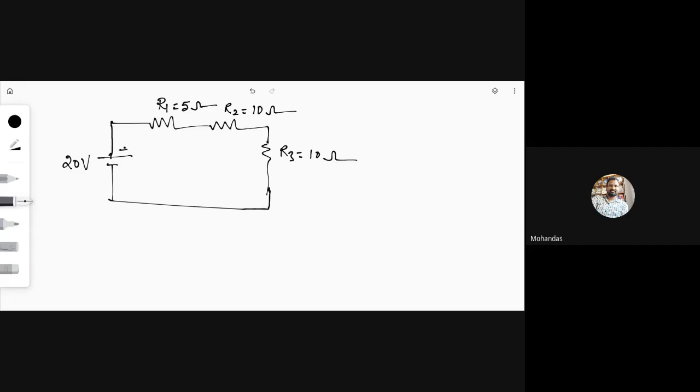In this problem, I want to calculate the voltage drop across V1, V2, V3, across each and every resistor. Now I want to calculate what is the V1, V2 and V3 across each and every resistor. So to calculate the voltage drop across each and every resistor, we have to calculate the current I, how much current is flowing in the circuit. How to calculate the current I in this particular circuit here?